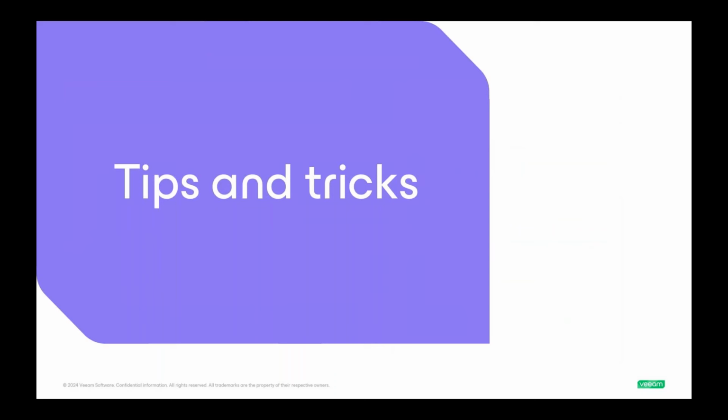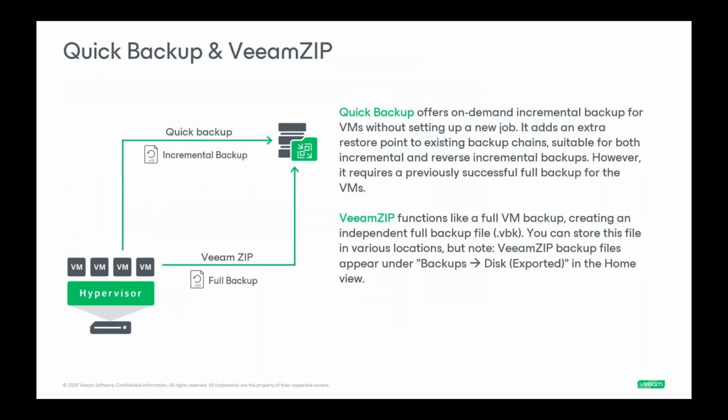All right, we are getting very close to the end. Let's go through some tips and tricks, things to consider that can be helpful for you. The first one is going to be Quick Backup and Veeam Zip. With Quick Backup, you can quickly perform a backup of a VM without running an entire job. Not a lot of people, I feel like, know that. If you just want to back up one virtual machine because you're doing maintenance on it tonight, instead of running the entire backup job that may have multiple VMs, you could just do a quick backup of that machine. And I'll show you where that's at.